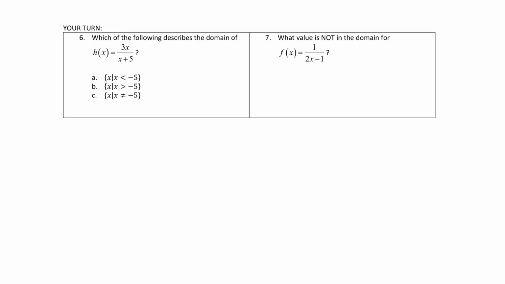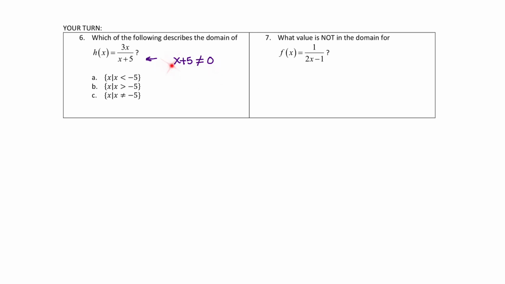Okay, here's your turn. So see what you can do with it, pause it, and come back. Okay, on H, we're going to look at the denominator because there's a variable there. So we're going to say x plus 5 doesn't equal 0 will be the value that we're looking for, right? So x plus 5 cannot equal 0. If it does, it needs to be an exception.